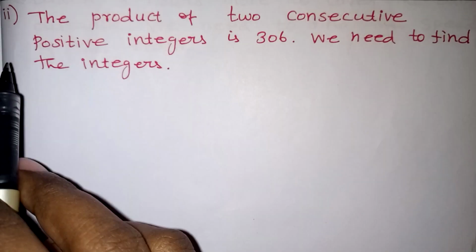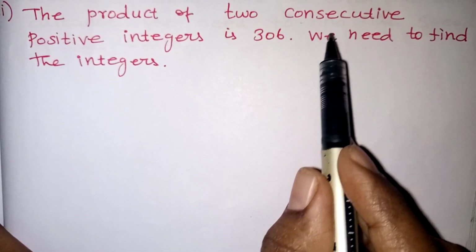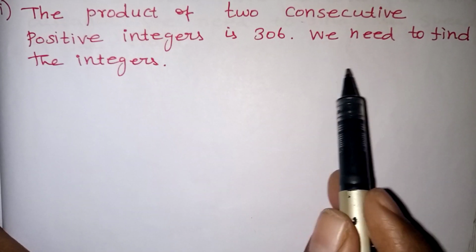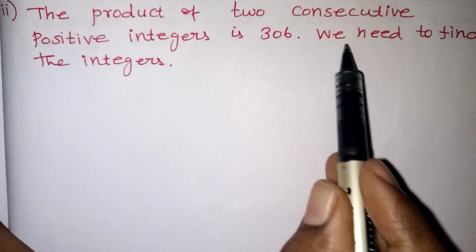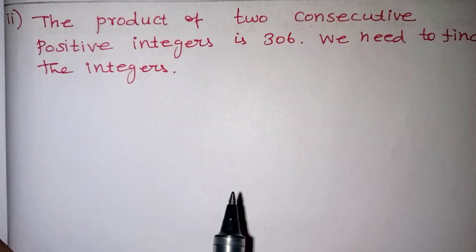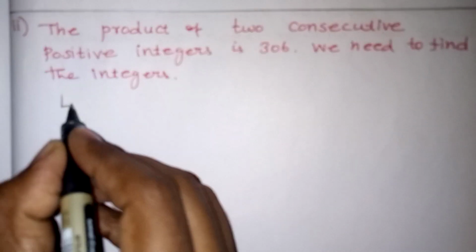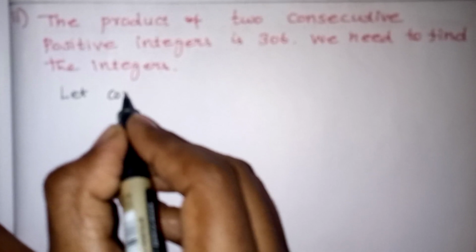Okay children. The product of two consecutive integers. What is meant by consecutive? Consecutive means continuous numbers. If the first number is 4, the next number is 5, then 6. Consecutive means continuous numbers we should take. Product means multiplication. So the multiplication of two continuous numbers is 306. So let us assume consecutive numbers.